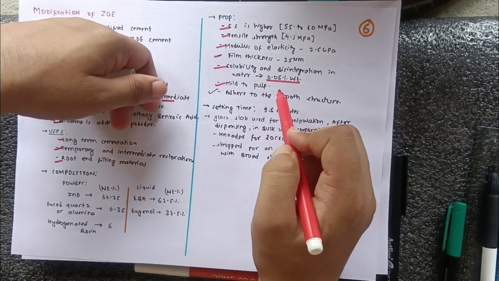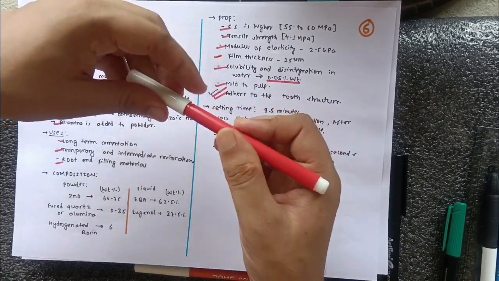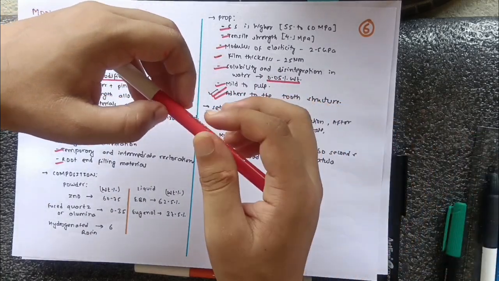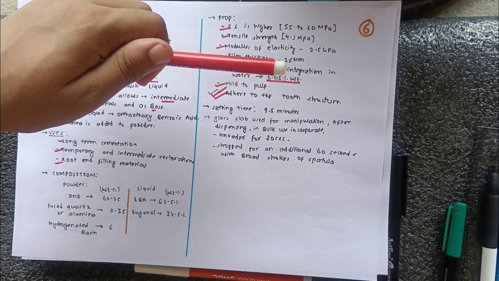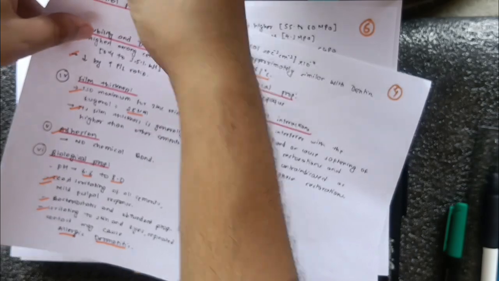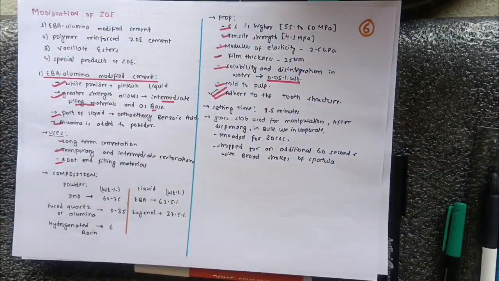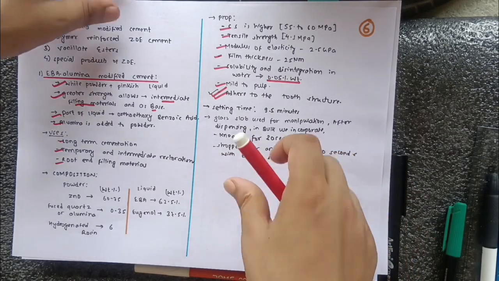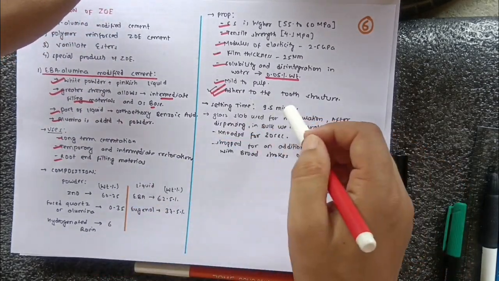After that, it is mild to the pulp, so mild reaction is present in the pulp, and it adheres to the tooth structure. This is very important. As I have discussed earlier, there was no chemical bonding present in the conventional, but here it adheres to the tooth structure. As we are using orthoethoxybenzoic acid, it helps in adhering to the tooth structure.